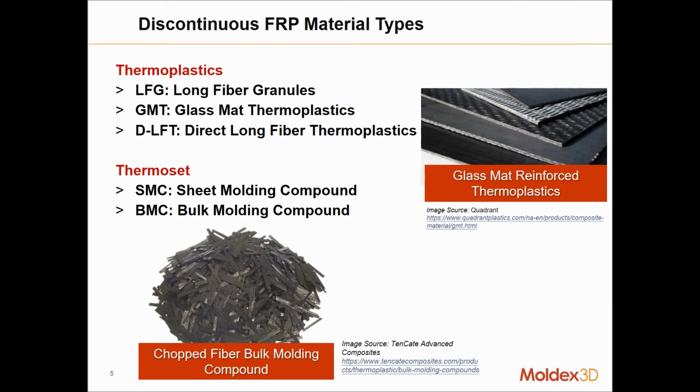There are various types of discontinuous fiber reinforced plastic material types for thermoplastics. We have our long fiber granules, glass mat thermoplastics, our direct long fiber thermoplastics. For our thermoset materials, we have our SMC sheet molding compounds and our BMC bulk molding compounds. This image on the bottom left here, you can see some chopped fiber bulk molding compound.